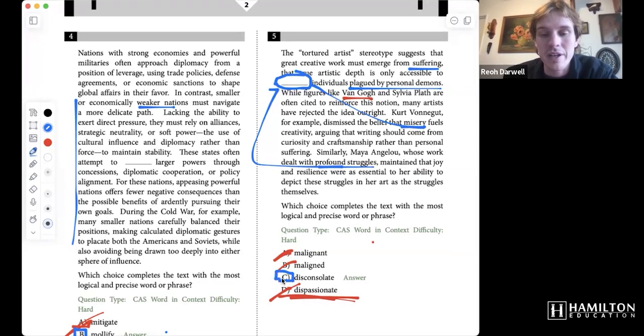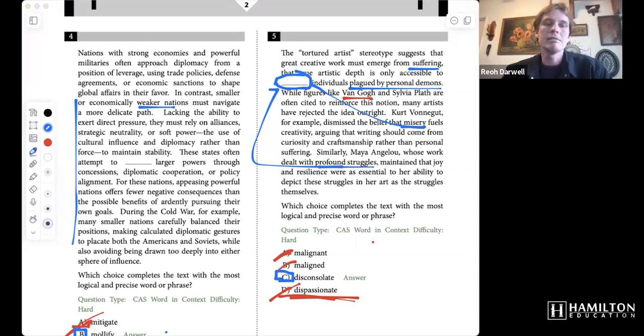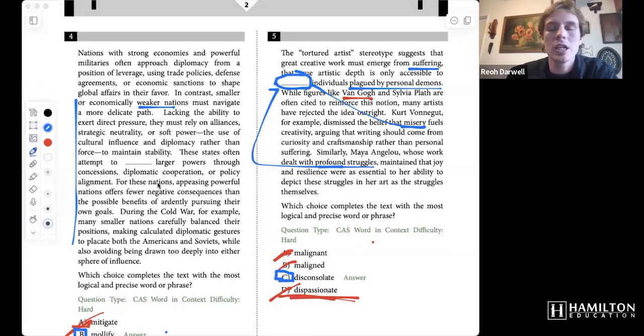Disconsolate, now that is perfect. It means really unhappy. So if you console someone, it means you're giving them comfort, right? So to be disconsolate means you can't even be comforted. You're down so bad, right? So down bad that you're not even able to be happy, completely lacking in cheer. So that's how we arrived at C.